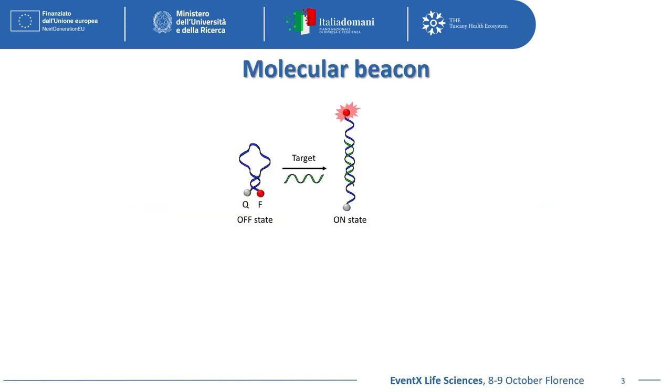So briefly, just an introduction of what a molecular beacon is. A molecular beacon is a sequence of oligonucleotides, which in a normal situation is in a close conformation here with a quencher and a fluorophore, which are at a short distance. So what you have is darkness in principle.